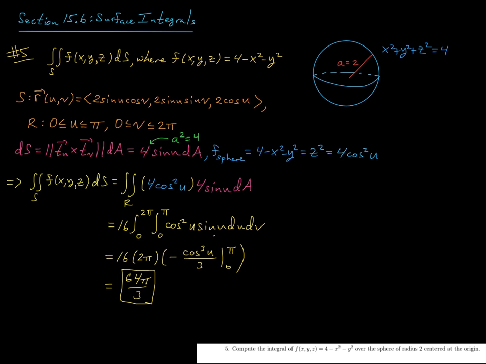And that's a pretty straightforward integral. You could use a substitution if you like. You get minus cos cubed of u divided by 3, evaluated from 0 to pi. Notice this is independent of v, so that v integral is just going to contribute a factor of 2 pi there. And so when all is said and done, you get 64 pi over 3.